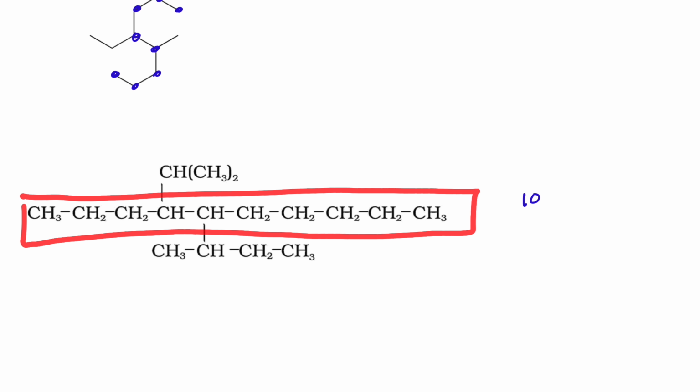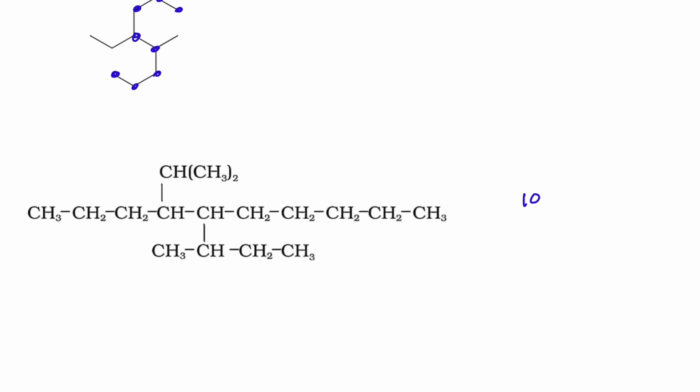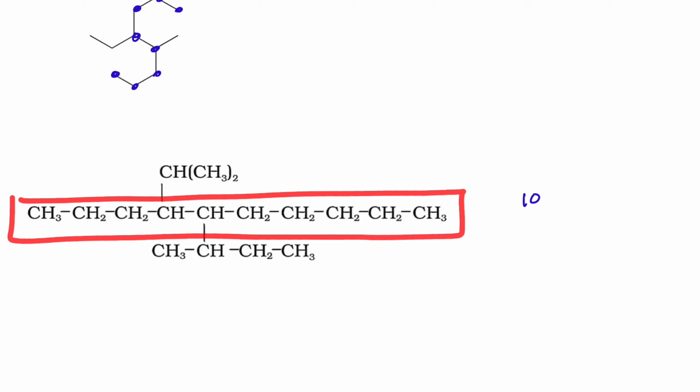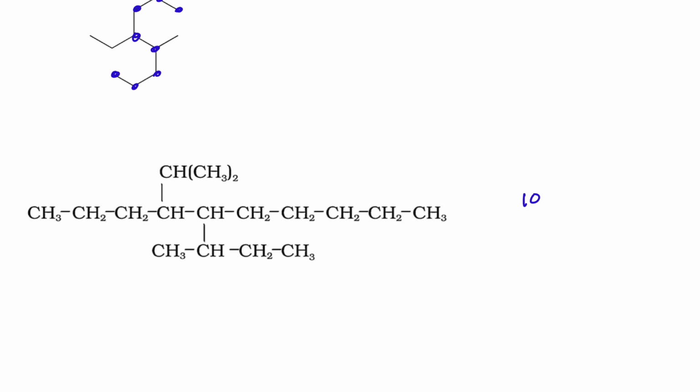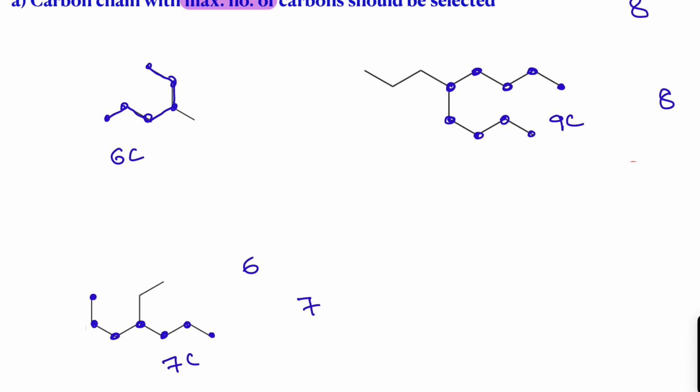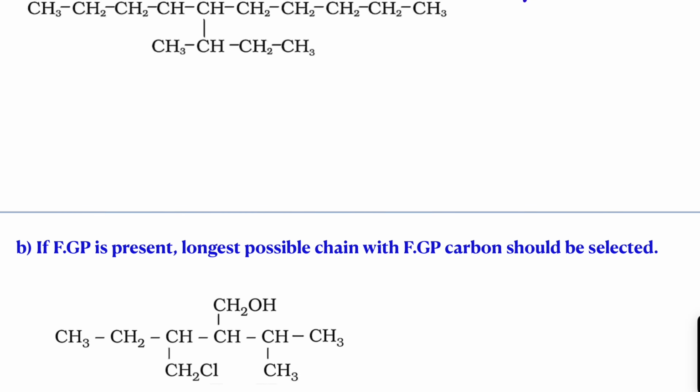If you take one more possibility, 1 2 3 4 5 6 7 8 9, this chain has 9 carbons, whereas the other has 10 carbon atoms, and this is the longest carbon chain. The chain with the maximum number of carbon atoms should be selected.